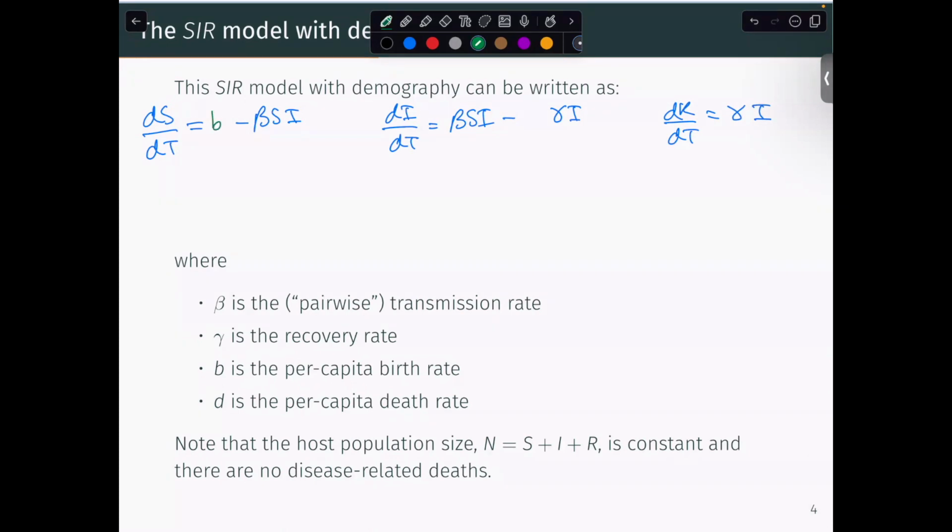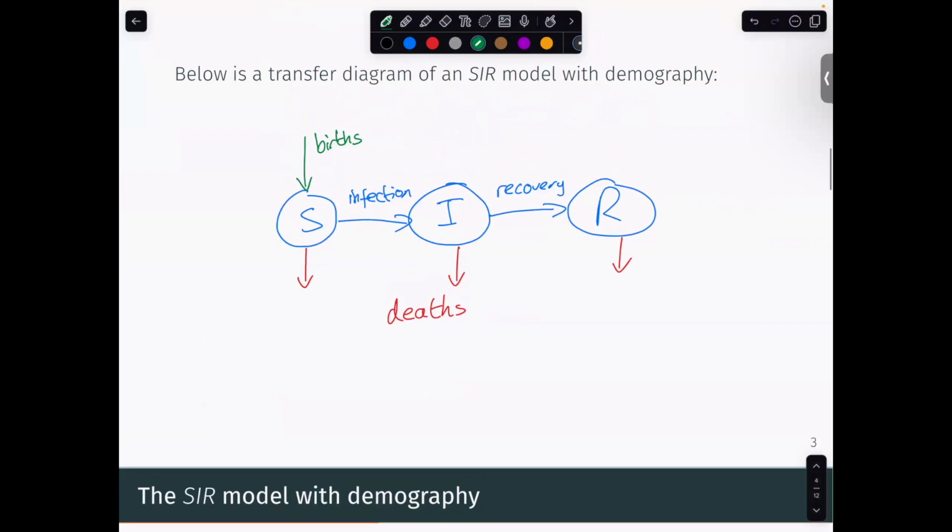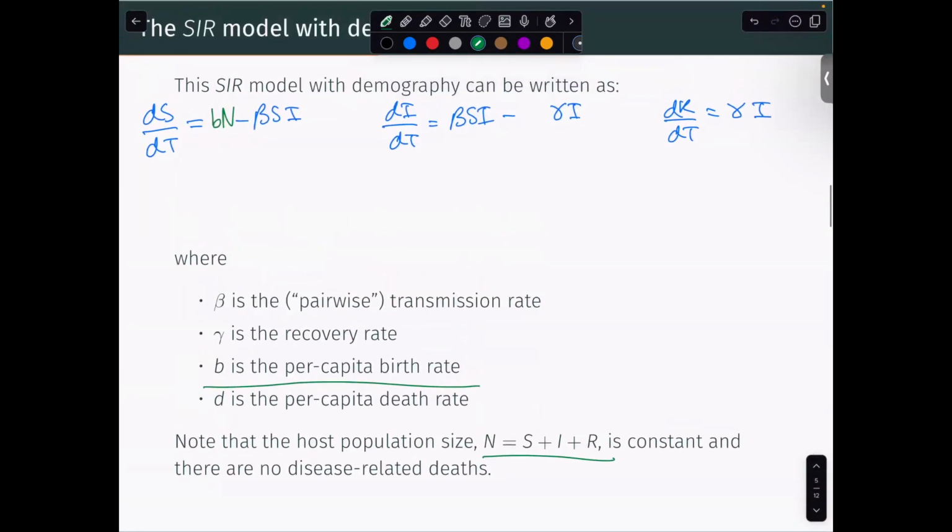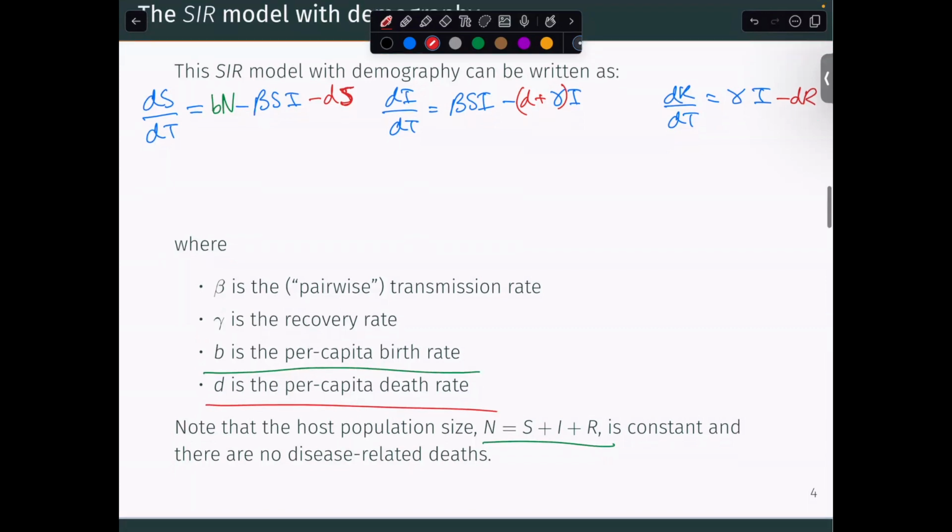Now I'm going to assume, first of all, that we have a per capita birth rate B. So this means that every individual in the population, there are N individuals, S plus I plus R, is going to be reproducing, and then they all go into this S class as we have on our transfer diagram. And then I'm going to assume that there is a per capita mortality rate of D, and this is going to function in each of these classes. So in each of these cases, we're going to have a minus D times either S, I, or R. And this gives us our per capita birth rate or death rate.